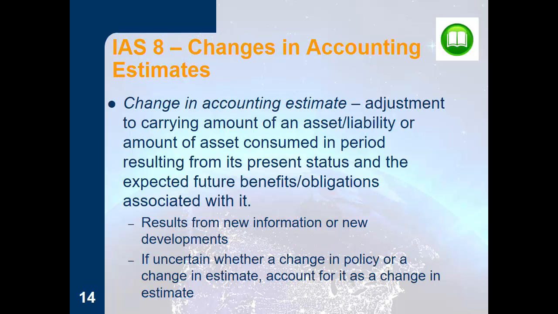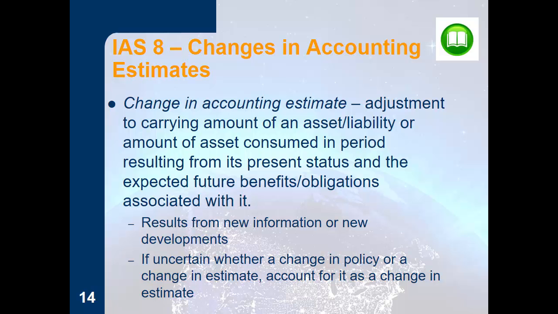Next, let's talk about changes in estimates. So a change in accounting estimate is an adjustment that we make to the carrying amount of an asset or liability or to the amount of the asset consumed in a period that results from its present status and the expected future obligations or benefits that are associated with it. The reason we have changes in estimates is because we get new information about things as time goes along.